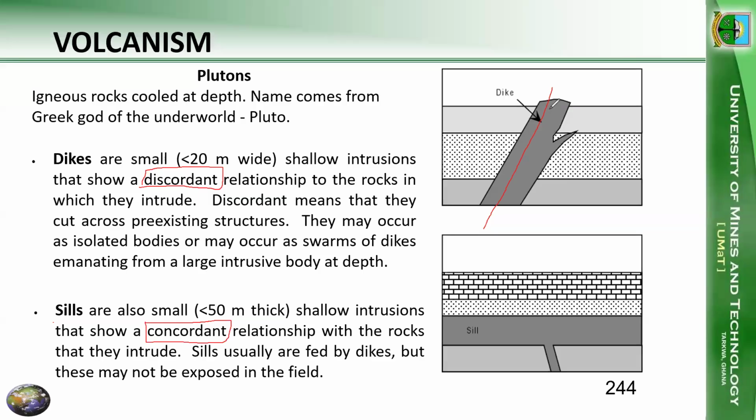So the new terms we are learning now are discordant and concordant. You've already met dikes and sills, but now we are introducing new geologic terms: discordant, meaning cutting across, and concordant, meaning parallel to the existing, pre-existing structures. So we have the discordance and the concordant.